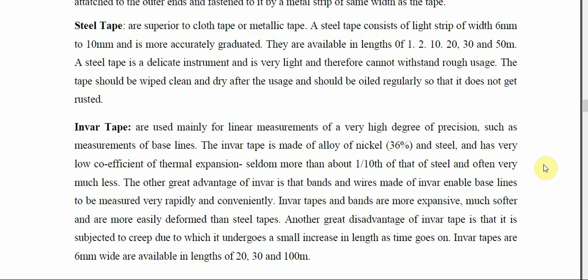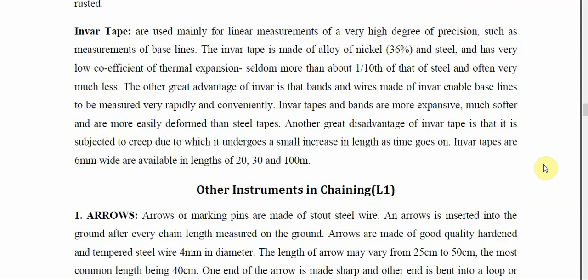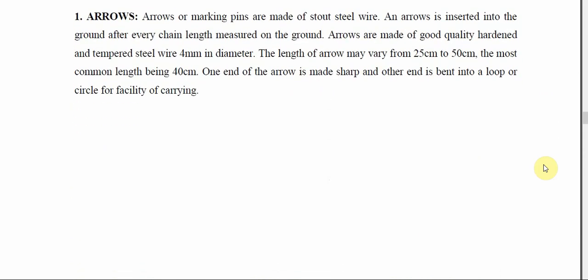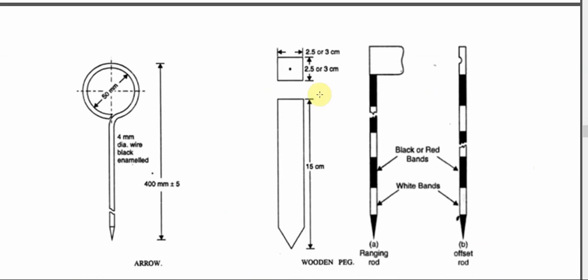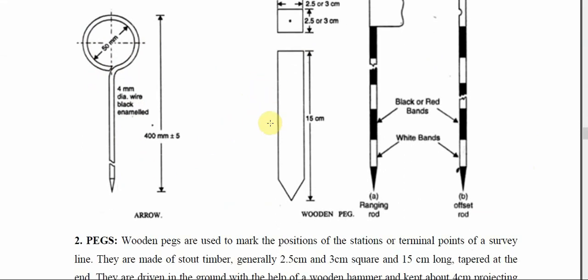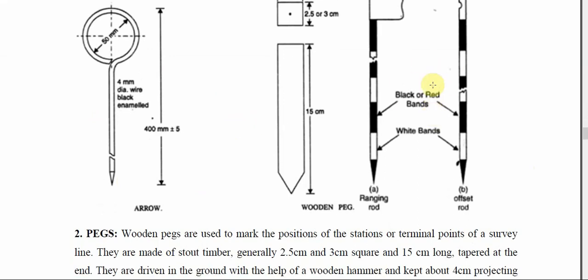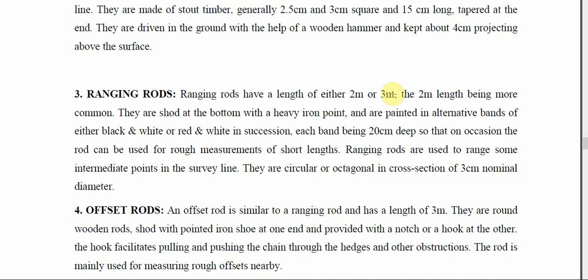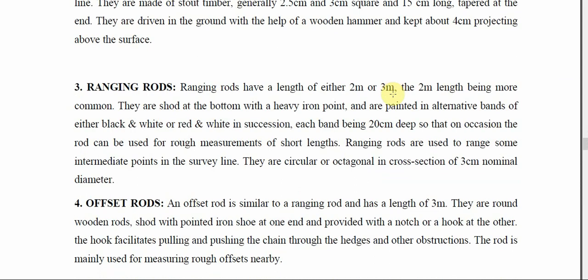The other instruments that are involved in chaining are arrows. I'll show all these instruments in the lab. So this is an arrow. It is inserted into the ground to mark a point, and this is a peg, and these are ranging rods. All these instruments will be demonstrated in the class as soon as you return back to classrooms.